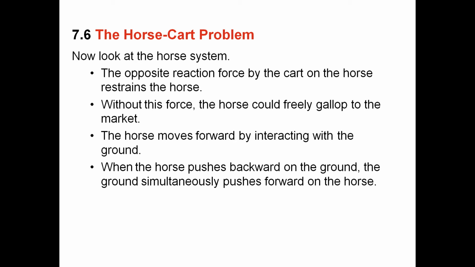Now look at just the horse system. The opposite reaction force by the cart on the horse restrains the horse. Without this force, the horse could freely gallop to the market. However, the horse moves forward by interacting with the ground. When the horse pushes backward on the ground, the ground simultaneously pushes forward on the horse.